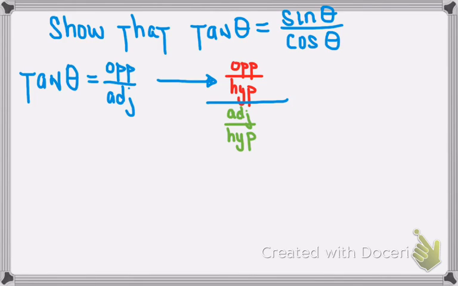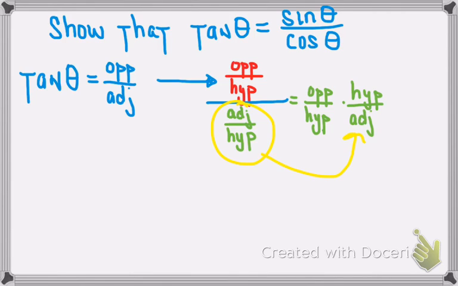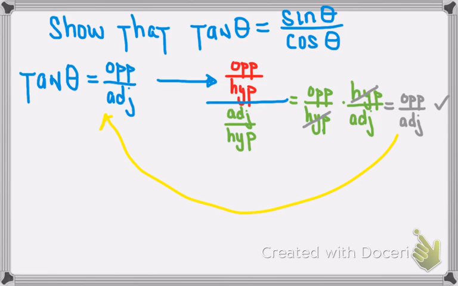Well, to solve this, instead of dividing by a fraction, I always multiply by the reciprocal. So here, this turned into multiplying by the reciprocal. What happens? Well, those hypotenuses cancel each other out, and you're left with opposite over adjacent, which is exactly what you wanted. So we just proved that tangent is also equivalent to opposite over adjacent, which is also equivalent to sine over cosine, which is also equivalent to, watch this, I know sine is the y value, cosine is the x value. It's also equivalent to y over x.